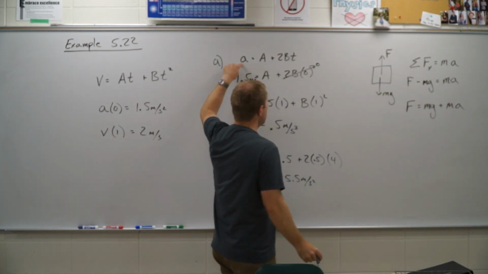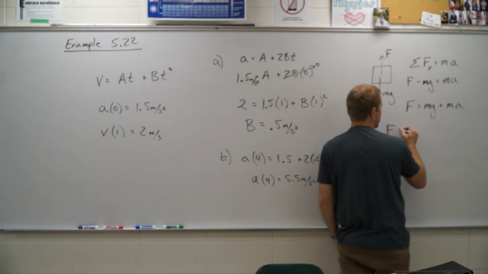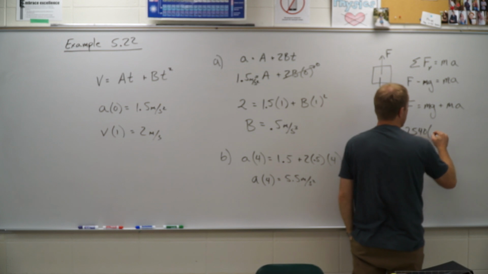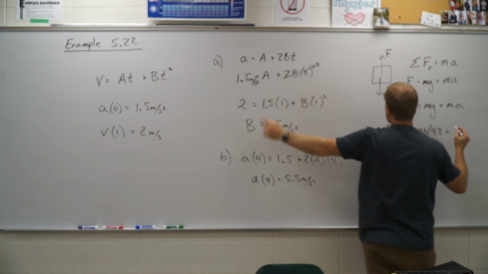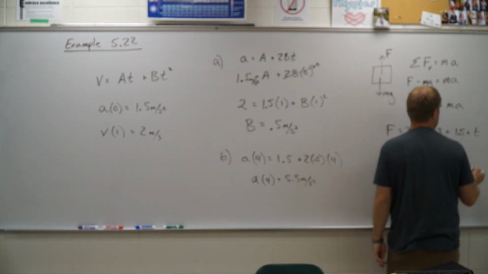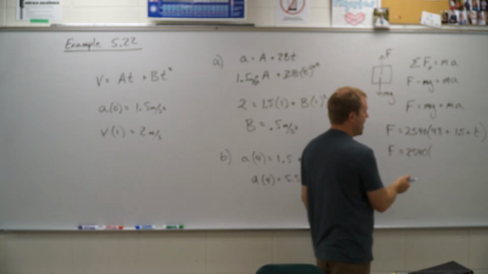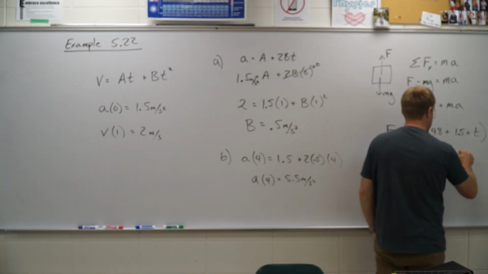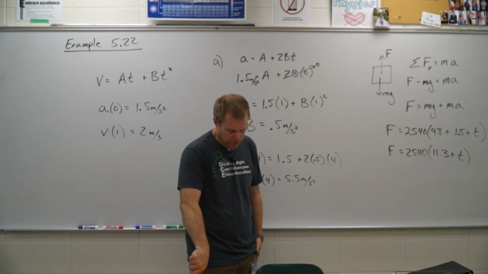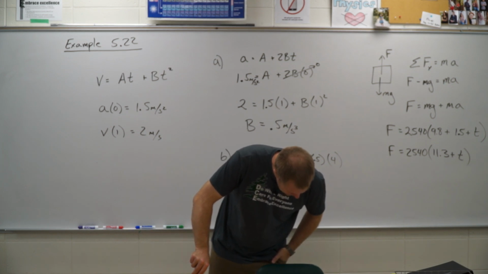The nice thing for me is I have an equation for my acceleration, and I know what my mass is. So my thrust force is going to be the mass, 2540, times 9.8 plus my acceleration function. My acceleration function being 1.5 plus 2 times 0.5, so just 1 times t. If I put that all together, my thrust force is going to be 2540 times, adding 0.5 on there, 11.3 plus t. Now I can find my thrust force at any moment in time. They specifically want my thrust force at 4 seconds as well.